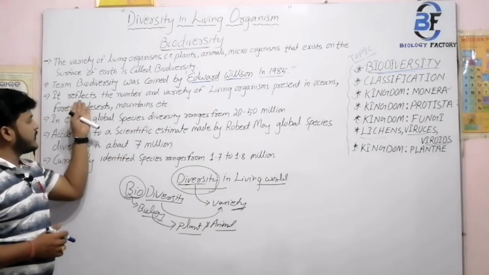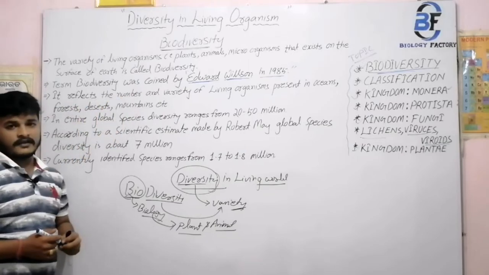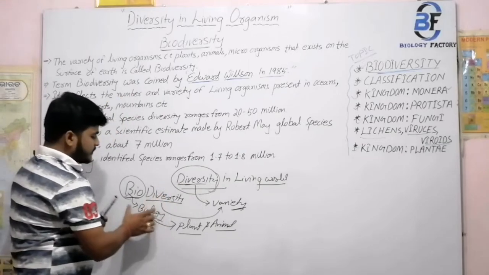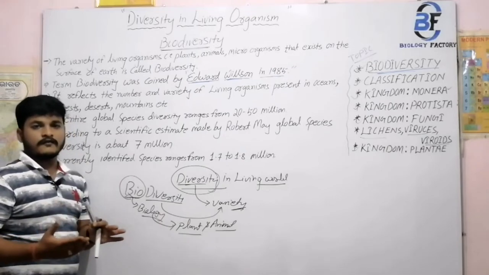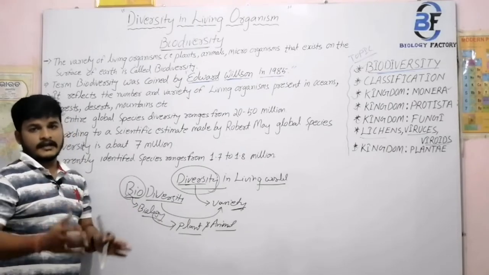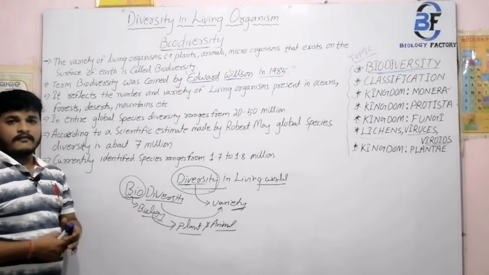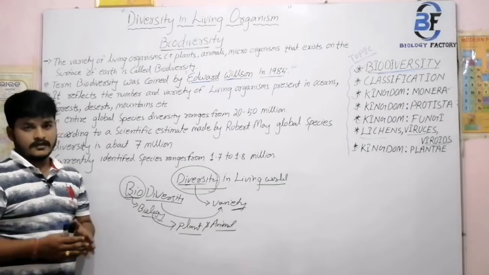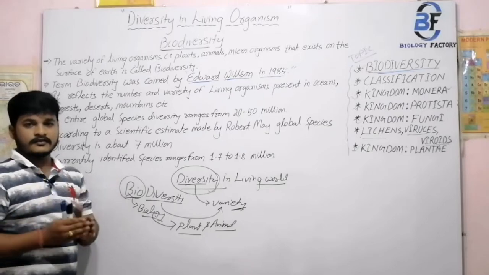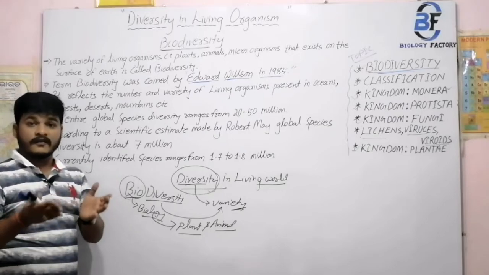It refers to the number of varieties. I told you that diversity means variety and biodiversity means plants and animals both. So we talk about various types of plants and animals, and a number of ecosystems. We talk about the forest ecosystem, and a number of habitats also.